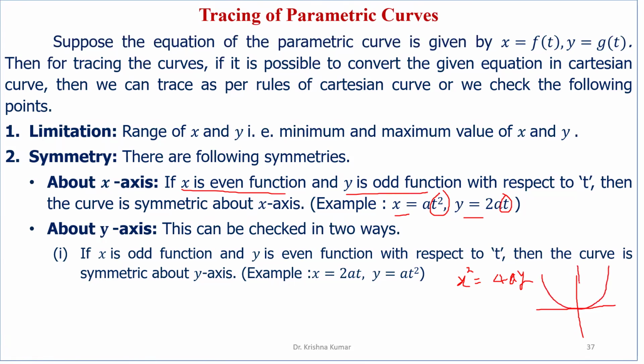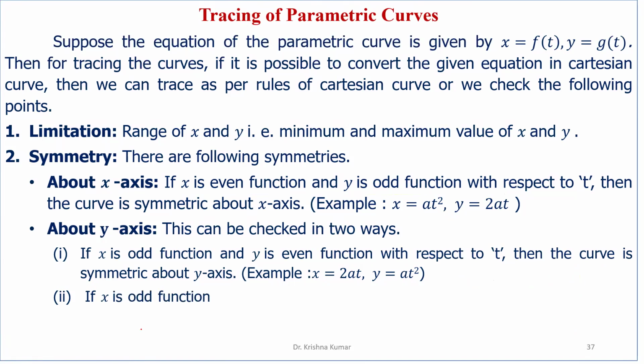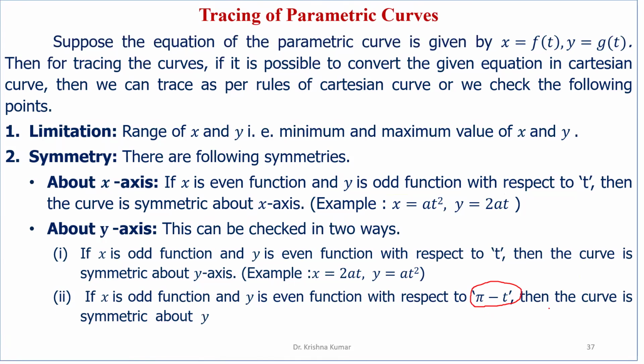So this is symmetric about the y-axis. Just look here, x is an odd function because the power of t is 1, and y is an even function because the power of t is 2. This is one way to check symmetry about the y-axis. The second method is, if x is an odd function and y is an even function with respect to pi minus t, then the curve is symmetric about the y-axis.